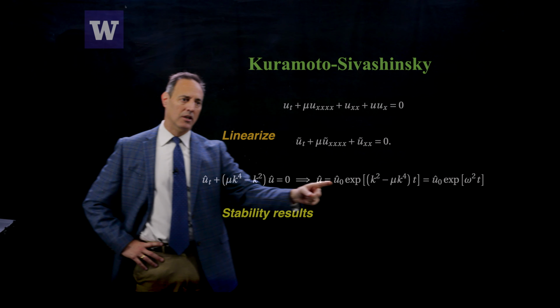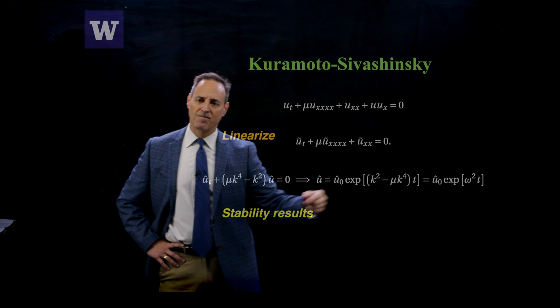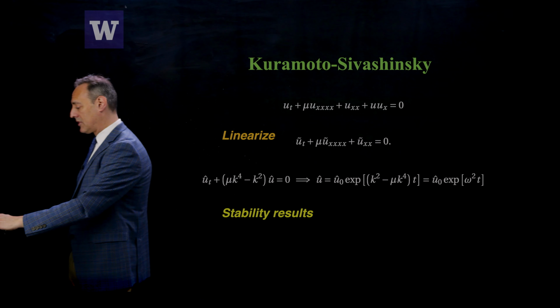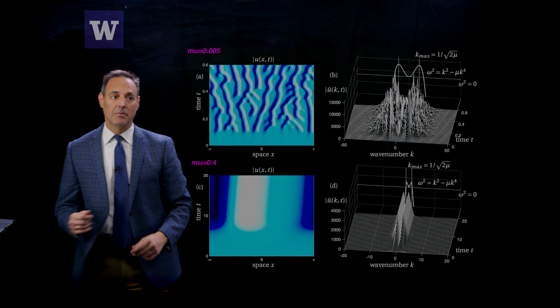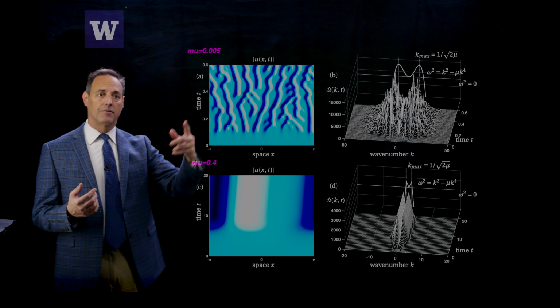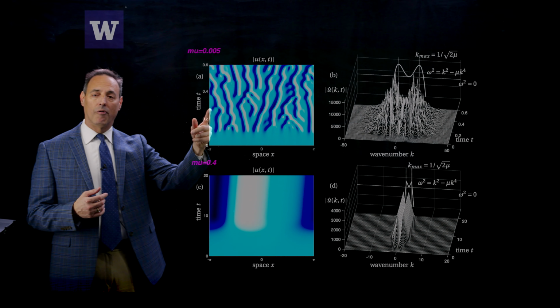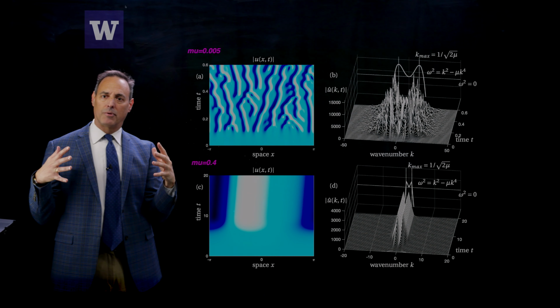where the size of the band of that frequency depends largely on the parameter mu. Okay? So what does this look like in practice? Well, here are some simulations of the Kuramoto-Sivashinsky equation. We can run this. This is for mu being 0.005 and 0.4. For 0.005, the band of unstable frequencies is much bigger.